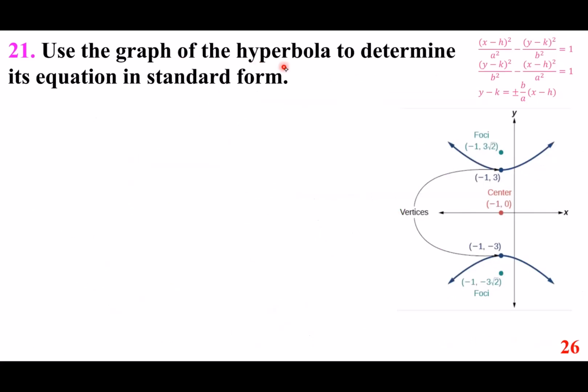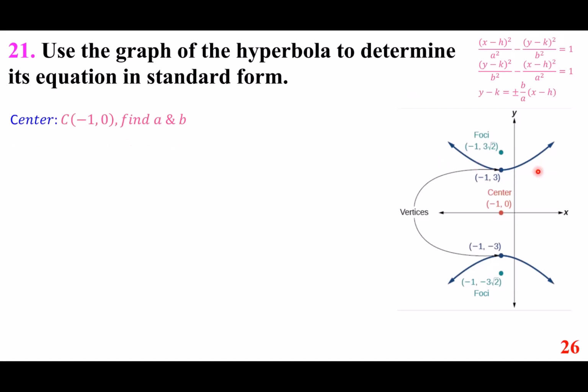Use the graph of the hyperbola to determine its equation in standard form. We can see that, for example, right here we have the grid, the axis has been moved in essence, so we're going to follow x minus h quantity squared over a squared minus y minus k quantity squared over b squared equals 1, and try to find this. And the very first thing we notice, the center is located at minus 1, 0. And from there, we want to find a and b.